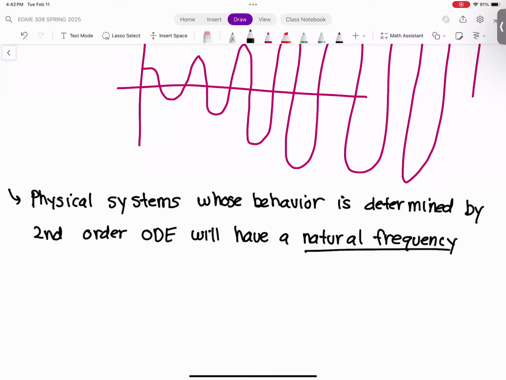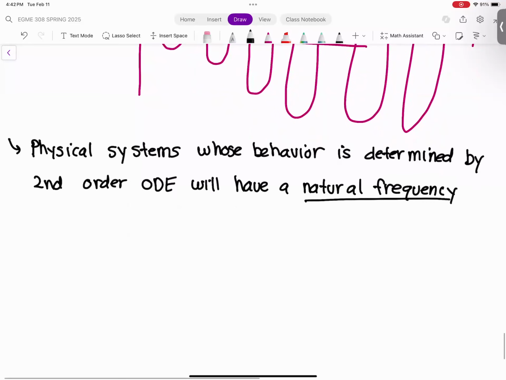Okay. So every physical system that's governed by a second order ODE will have this natural frequency. And the idea with resonance is that if you provide an oscillatory forcing with a frequency that matches that natural frequency, the natural frequency plus the forcing are always just going to keep adding together, and then resonance is going to occur.